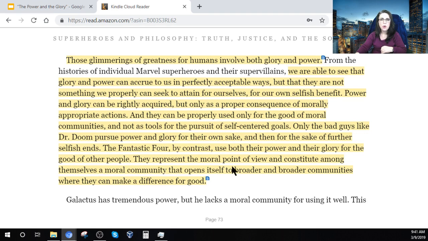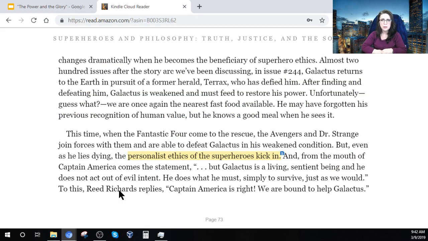They represent the moral point of view and constitute among themselves a moral community that opens itself to broader and broader communities where they can make a difference for the good. This is very interesting. So the authors have been making an analogy of humans eating food and animal products to Galacticus, who is eating planets, and yet the authors come back and they say that we are a moral community. So they are building the reader back up, and they are saying, look, we know that you have good. Are you going to use that good for your community? So it becomes a challenge for the readers.